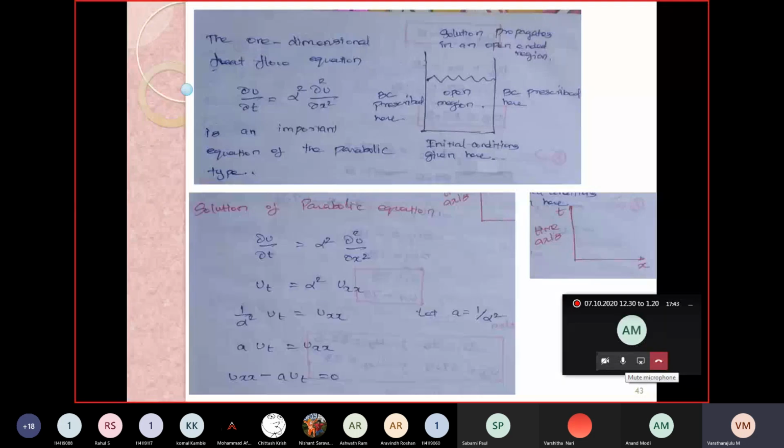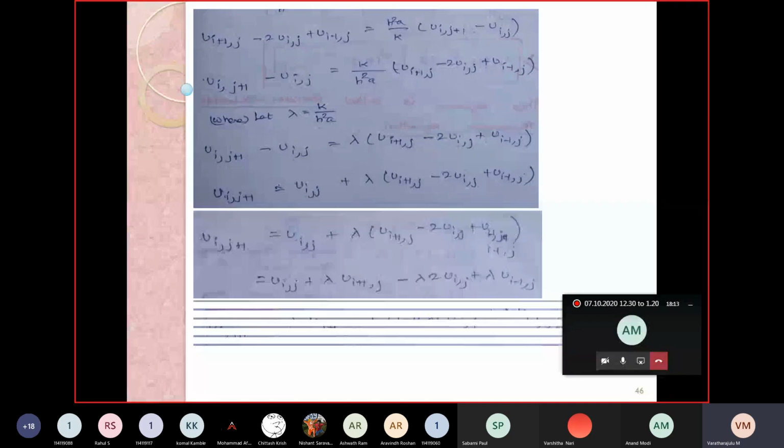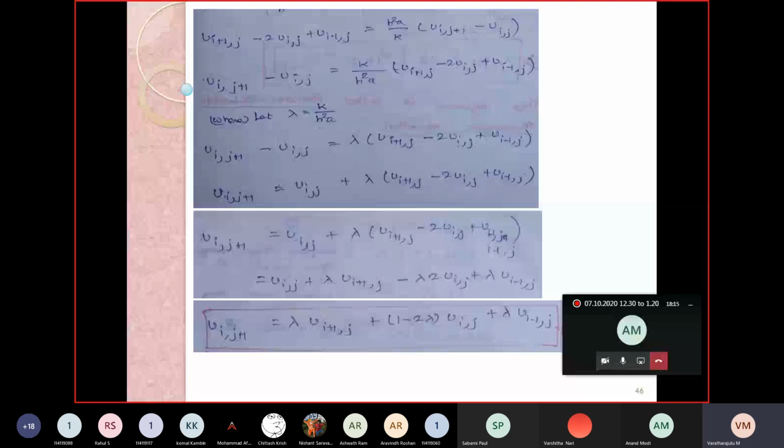By rearranging the equation, uxx minus a ut is equal to 0, and we consider a is equal to 1 by alpha square. Concerning alpha, we need to remember the value, because lambda is equal to k by h square a. We have considered lambda is equal to k by h square a. This is the rearrangement of the equation, and this is the Schmidt relation.